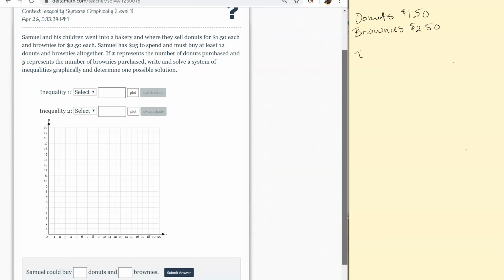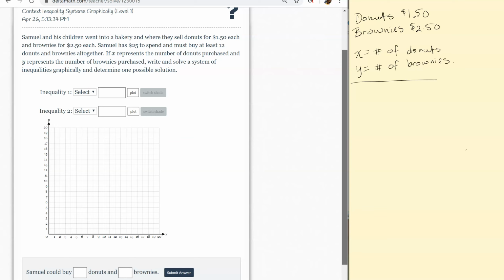They're telling us that X is going to represent the number of donuts. So let's just write that down. Donuts. It looks really bad, so I'm just going to rewrite it. So x is the number of donuts, and then Y is going to be the number of brownies.